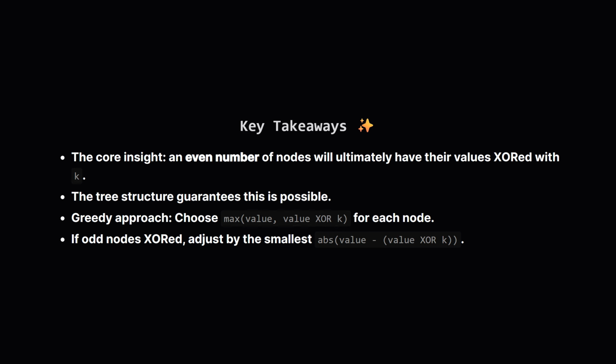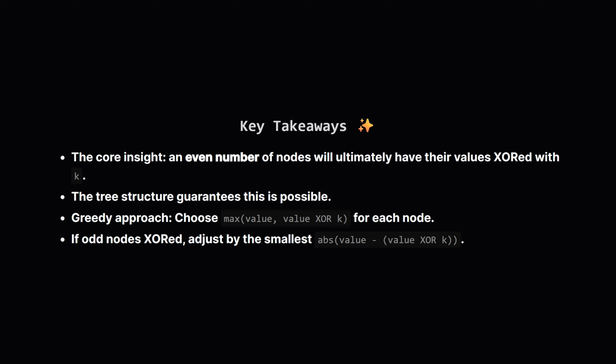So to wrap things up, the biggest takeaway is that sneaky rule. No matter what operations Alice does, an even number of nodes will end up having their values XORed. The fact that it's a tree structure is what makes it possible to pick any even set of nodes to be XORed. Our strategy then becomes pretty straightforward. For each node, we greedily pick whether to use its original value or its XORed value, whichever is bigger.